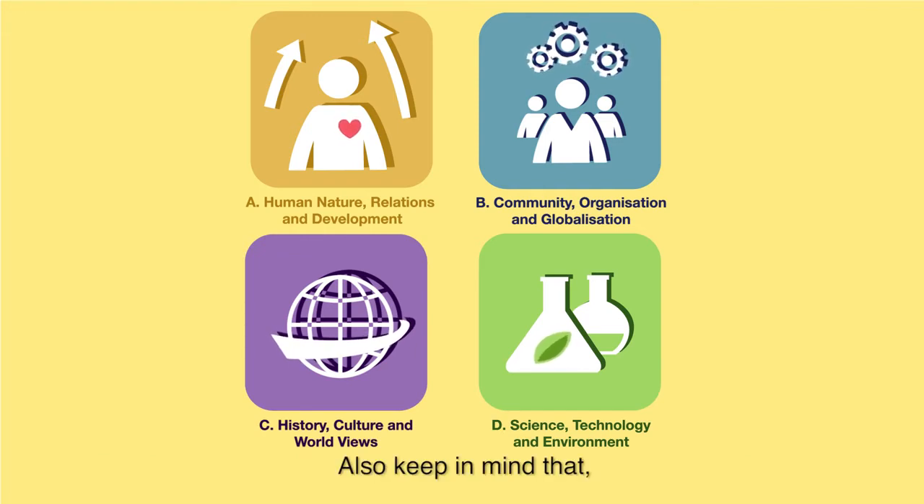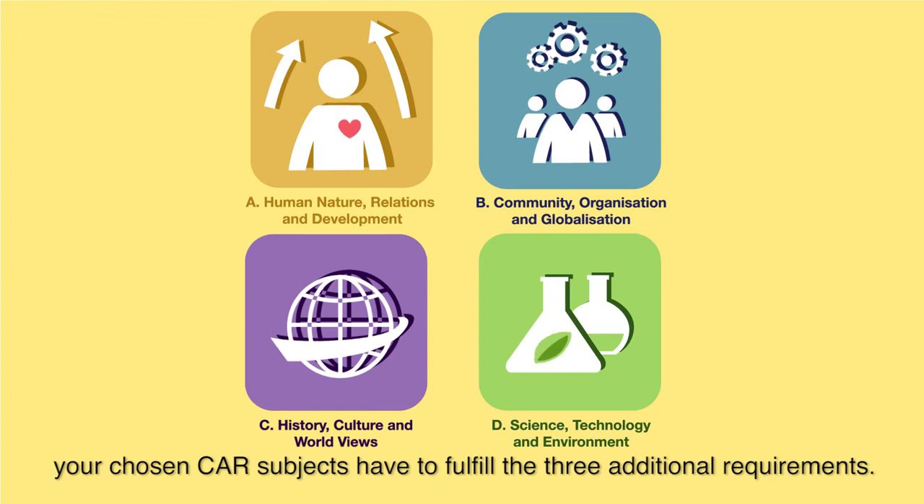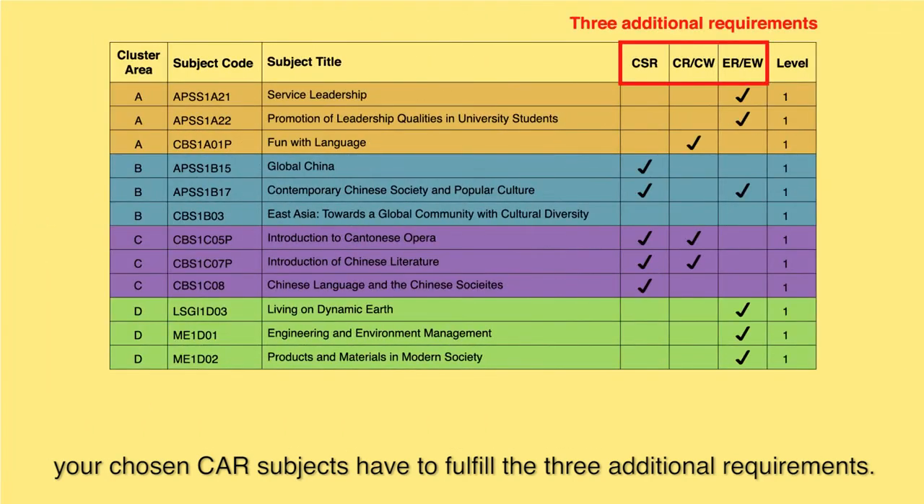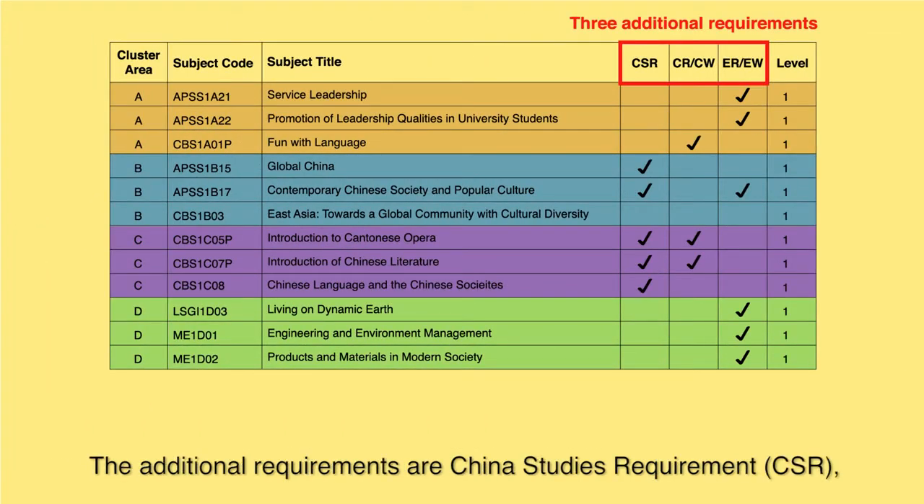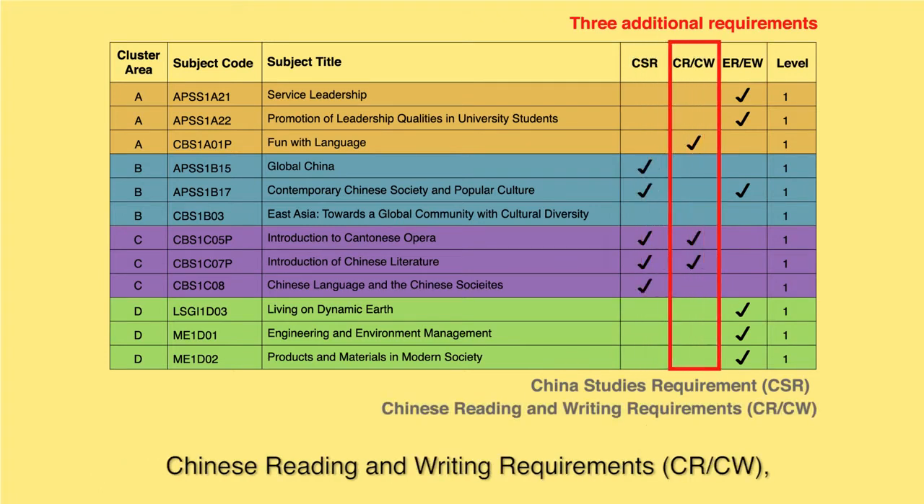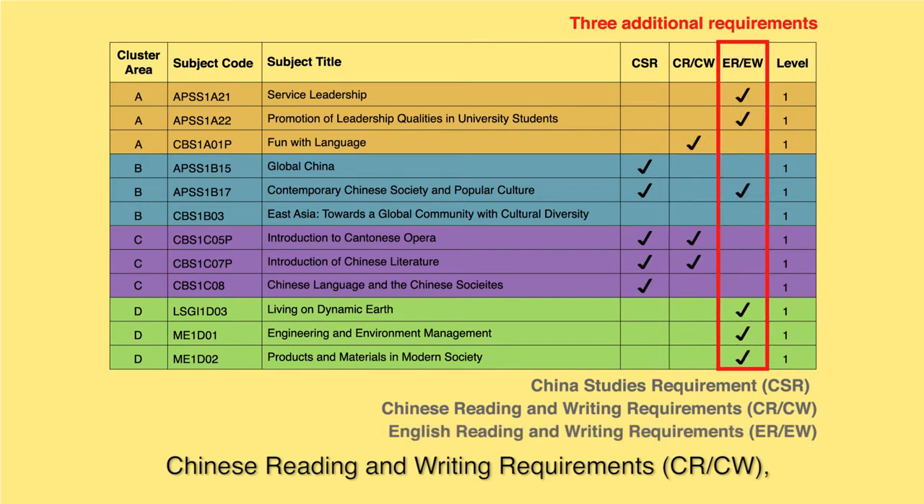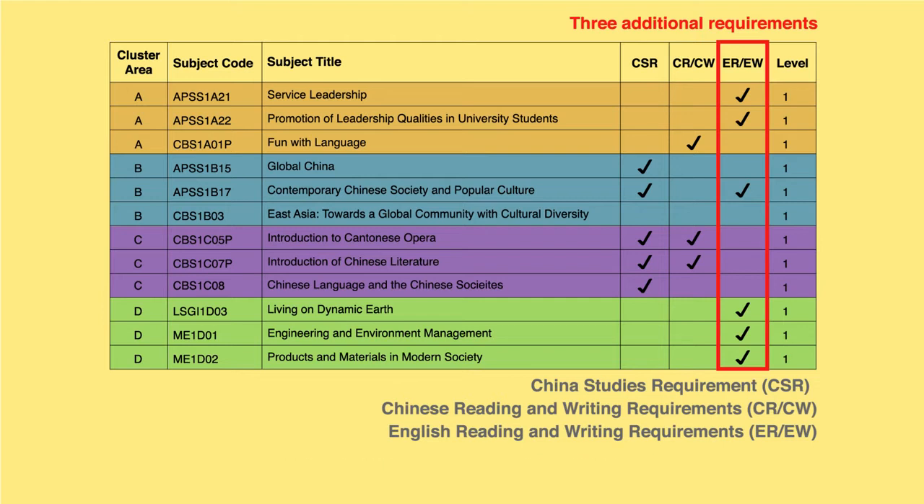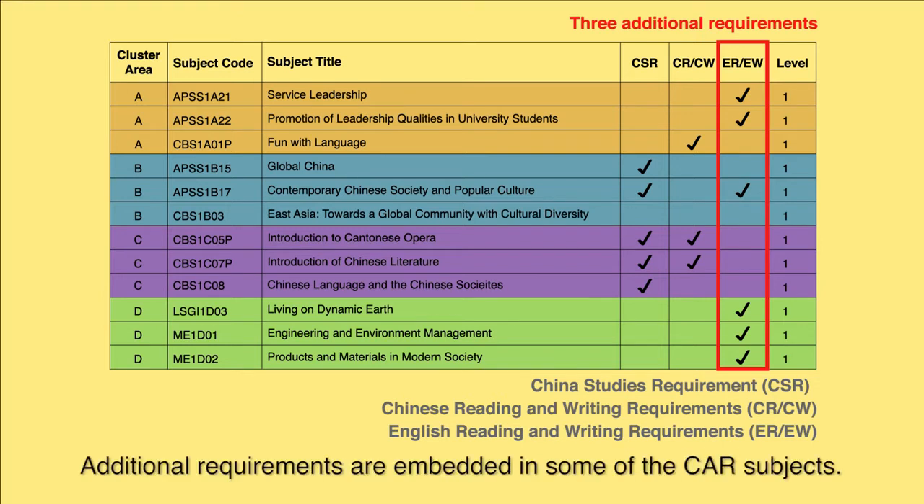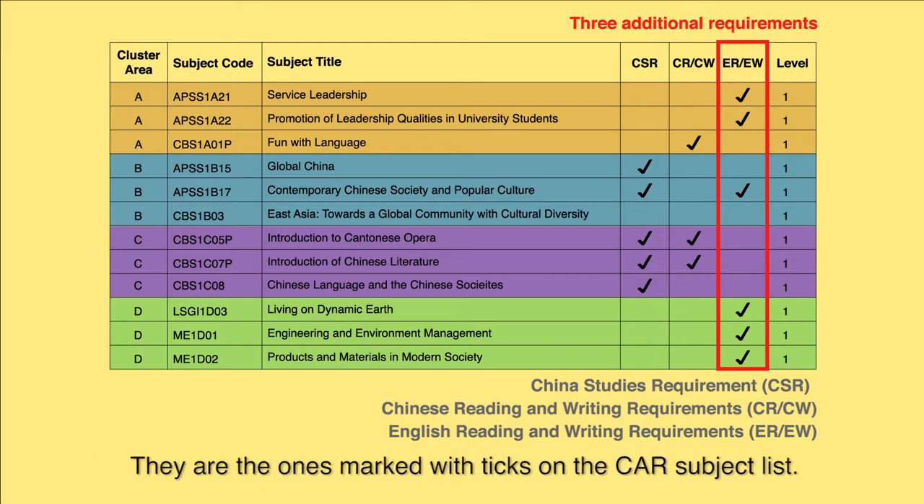Also keep in mind that your chosen CAR subjects have to fulfill the 3 additional requirements. The additional requirements are China Study Requirement, CSR, Chinese Reading and Writing Requirements, CRCW, and English Reading and Writing Requirements, EREW. Additional requirements are embedded in some of the CAR subjects. They are the ones marked with the ticks on the CAR subject list.